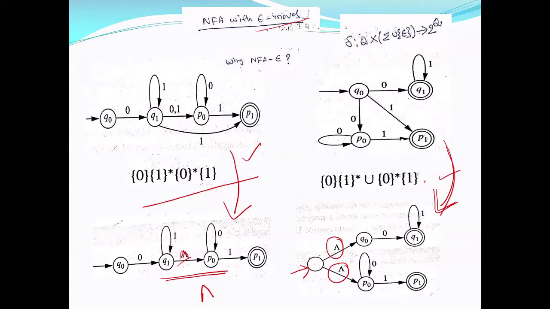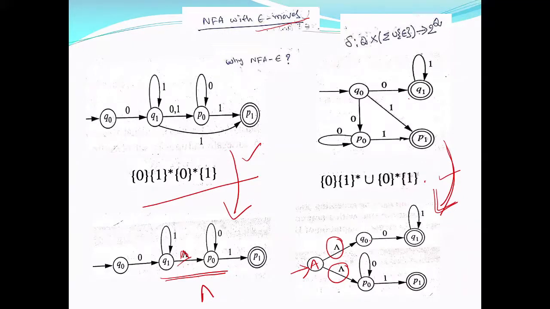Similarly, for this, if this is Q0 or something, whatever it is, you just say A. Then A on epsilon can go to Q0, A on epsilon can go to P0. Right? So drawing an NFA epsilon is easier. That is why we are going for it. Even though NFA is there, for some of the languages NFA is difficult, so we are going for NFA epsilon.